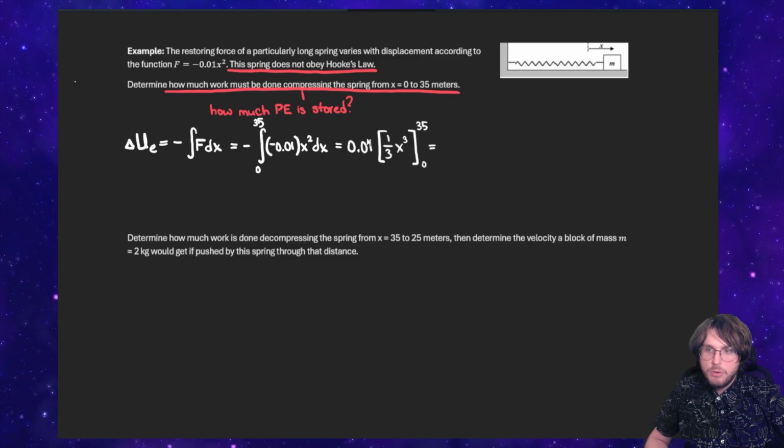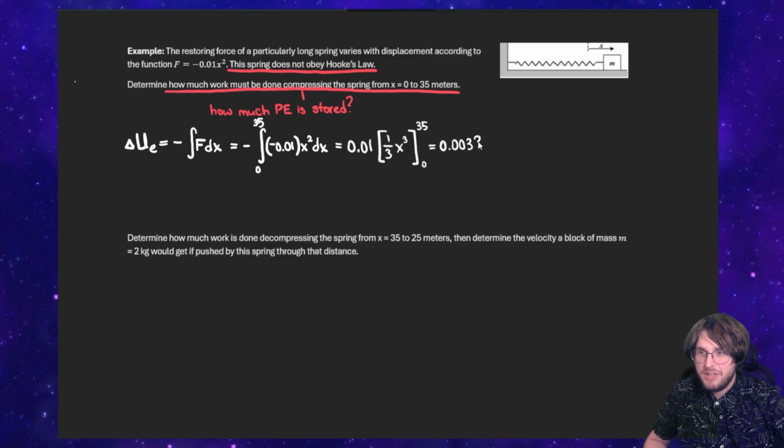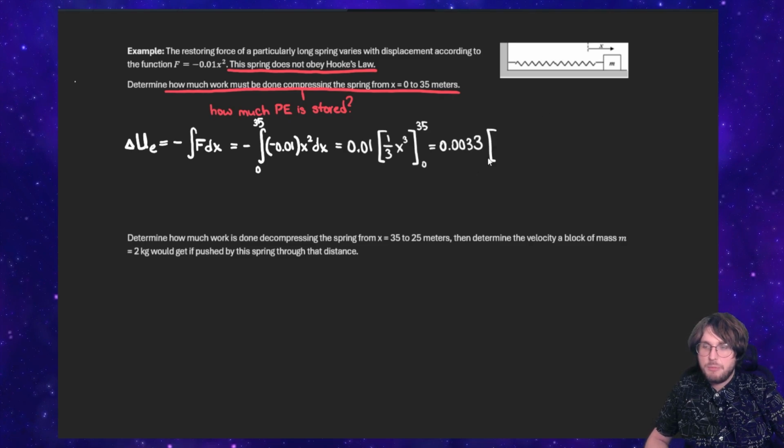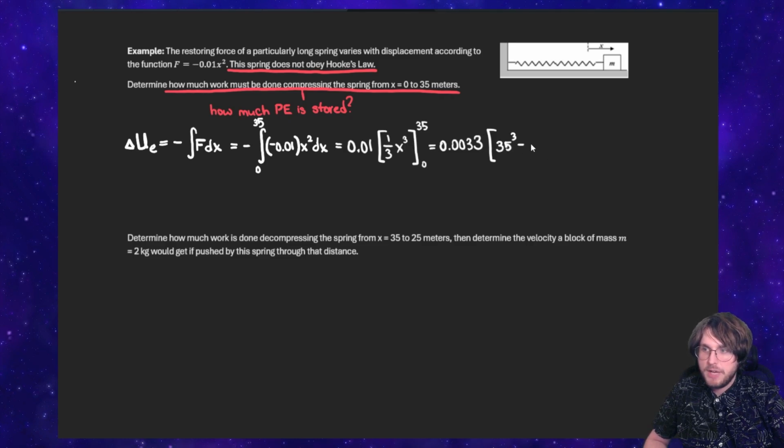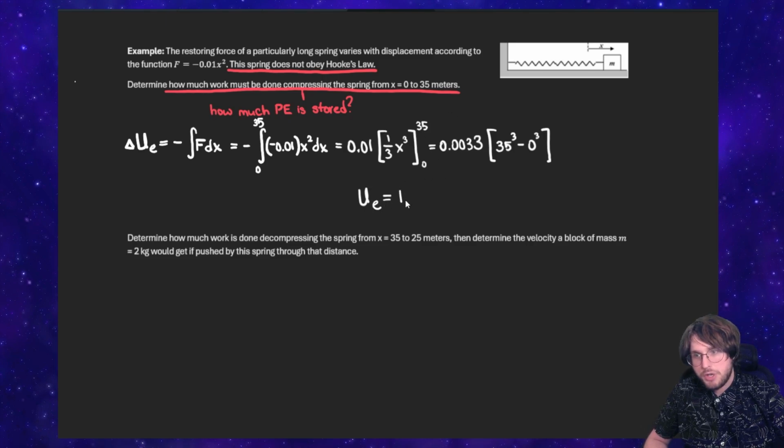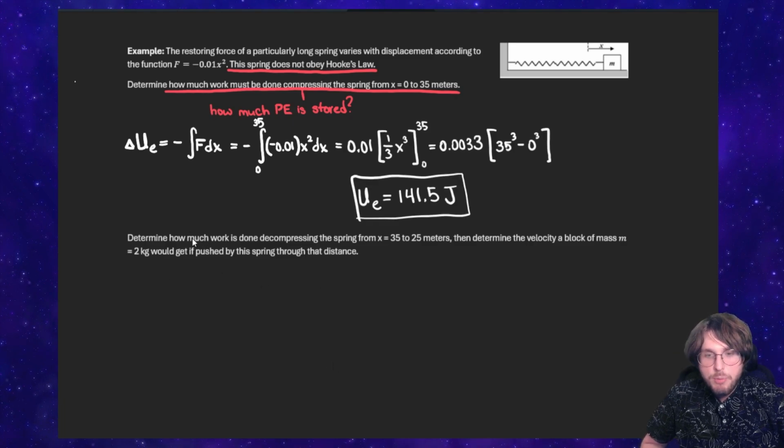Now this is going to equal, well, 0.01 divided by 3 would turn into 0.0033. A little ugly. And then within our bounds for fundamental theorem of calculus, it's going to be 35 cubed minus 0 cubed. So 35 cubed minus 0 cubed, close brackets. And at this point, we can go ahead and evaluate. And if we do, we should find that the elastic potential energy stored in this spring is about 141.5 joules. Very cool.